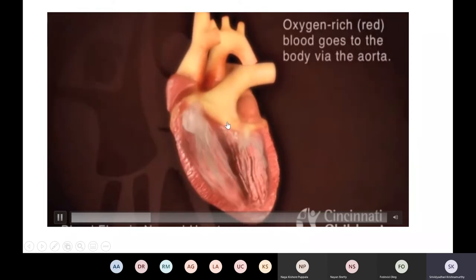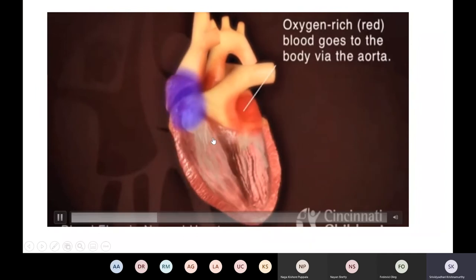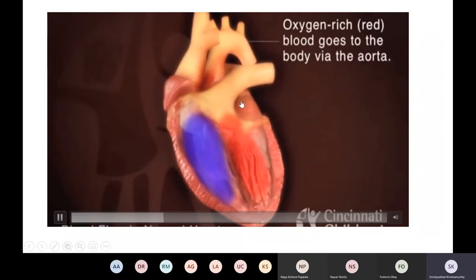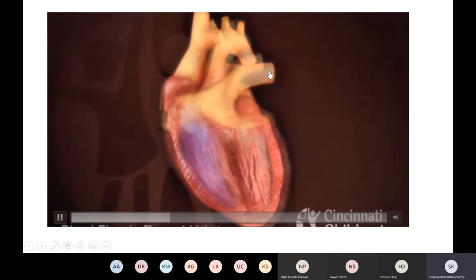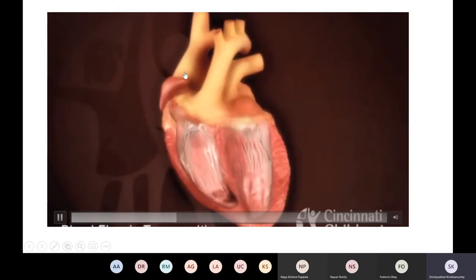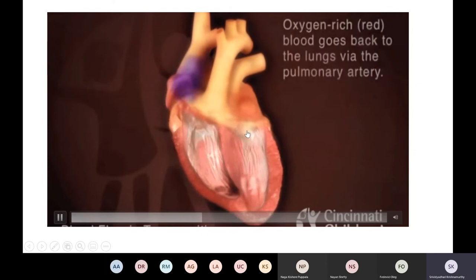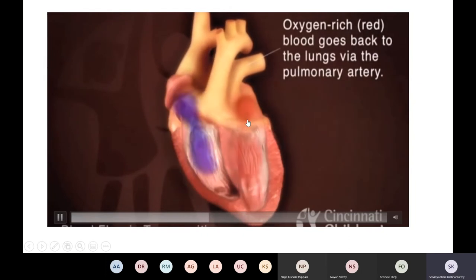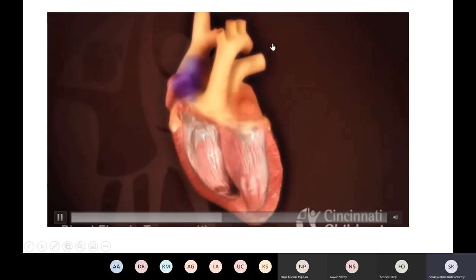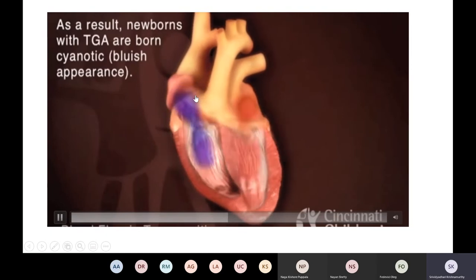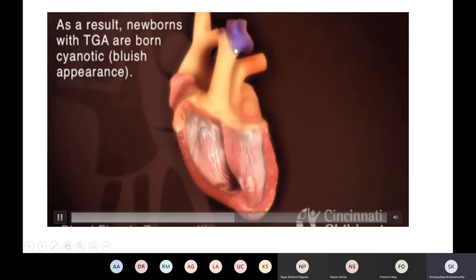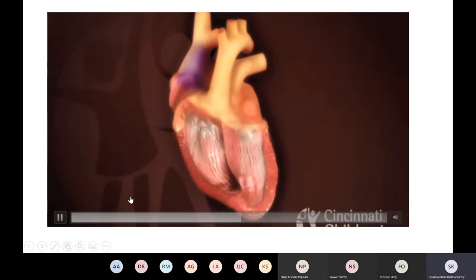Okay, so this is the normal circulation, what happens in the normal heart: right ventricle into the pulmonary trunk, and then into the left ventricle into the aorta. So this is our normal circulation. But in TGA, you can see the aorta is coming off from the right ventricle, and the deoxygenated blood goes into the aorta to the rest of the system, and oxygenated blood comes from the left atrium into the left ventricle and then goes into the pulmonary trunk. So unless there is mixing happening there, survival is difficult.